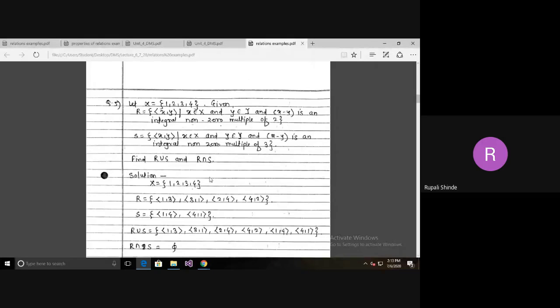Okay. Now we have to find the intersection between these two relations. For the intersection, what will we check? Check whether any ordered pair is common between relations R and S. Is anything common between the two? No. That's why its answer is the empty set. So the answer for R intersection S is the empty set.